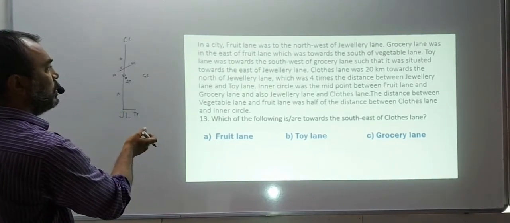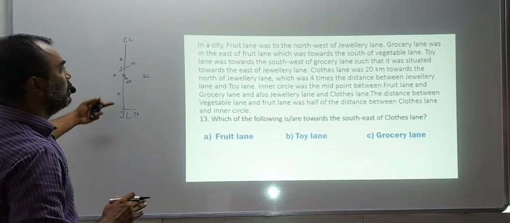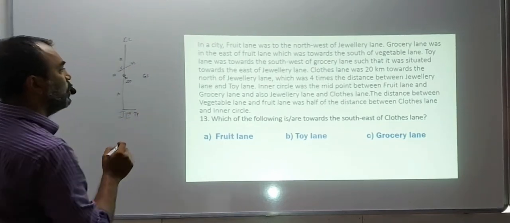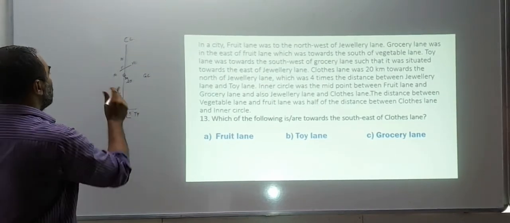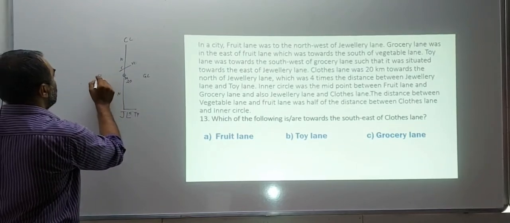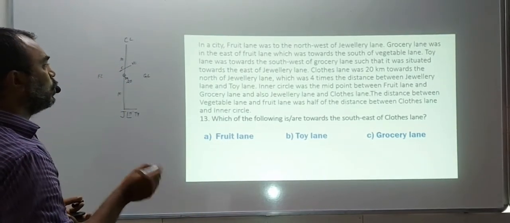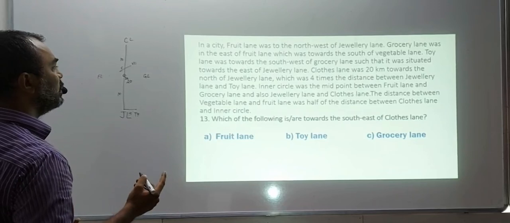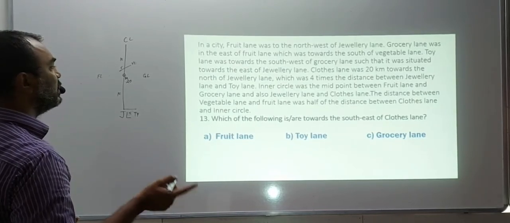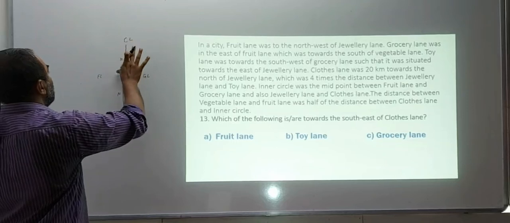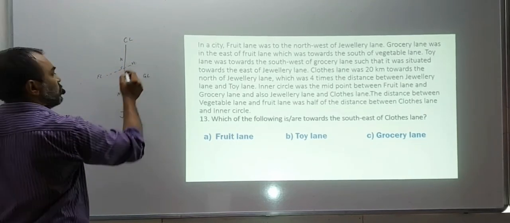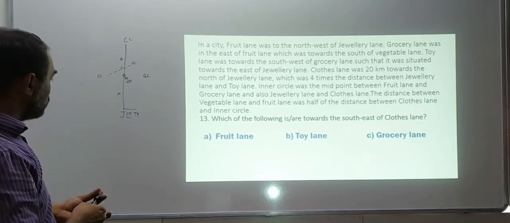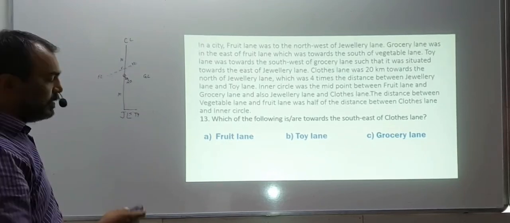So this is right. Now Clothes Lane was 20 km from Jewelry Lane, which was 4 times the distance between Jewelry Lane and Toy Lane. So this is 20, so this will be 5 that we have now. Inner circle is the midpoint of Fruit Lane and Grocery Lane, and also the midpoint of Clothes Lane and Jewelry Lane. The distance between Vegetable and Fruit Lane was half of the distance between Clothes Lane and inner circle. So Clothes Lane and inner circle is 10, so this will be 5, Vegetable Lane and Fruit Lane. So this is a rough figure, we are not getting exactly.